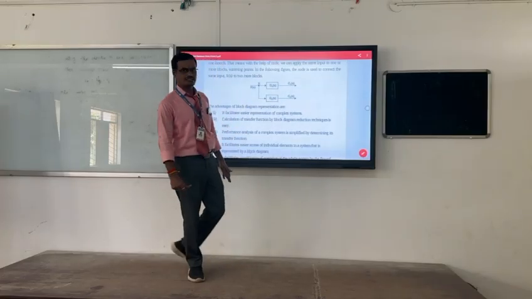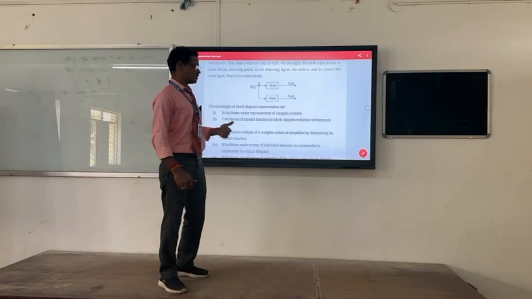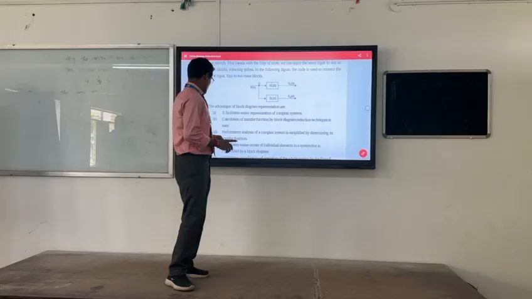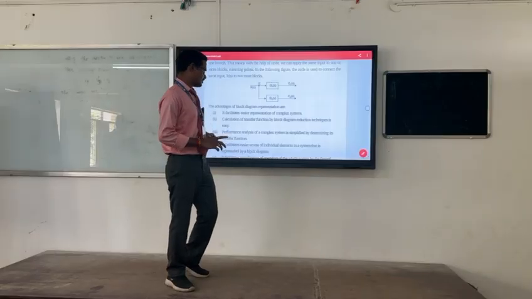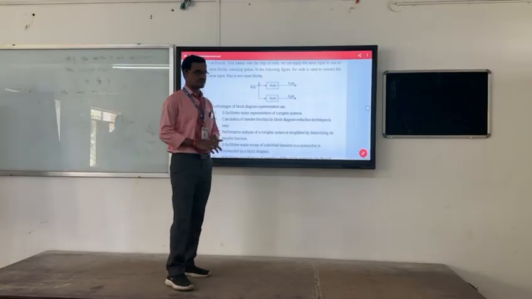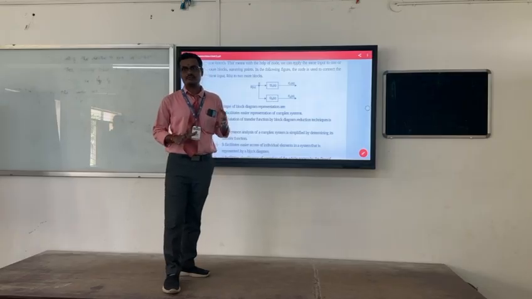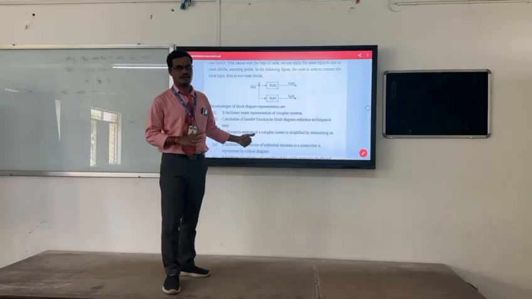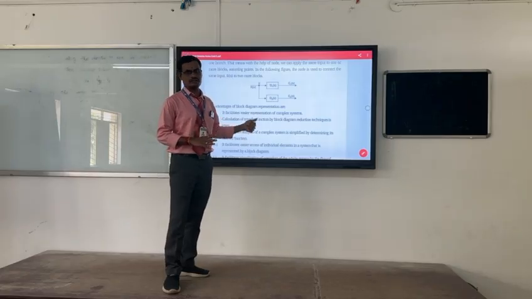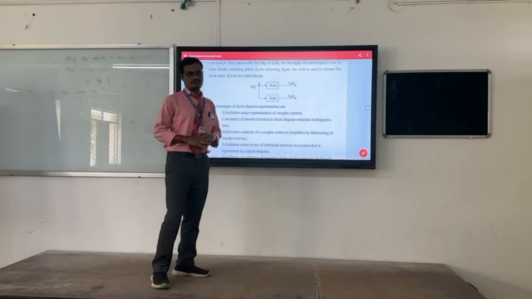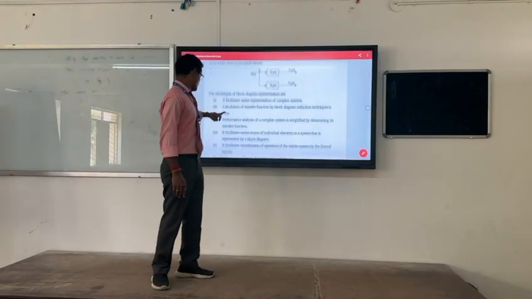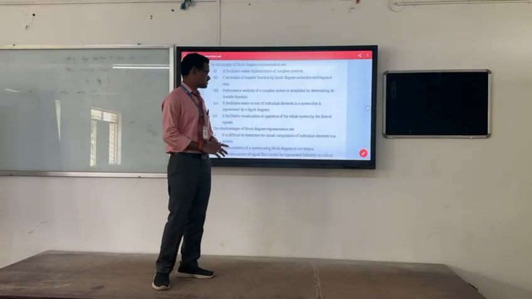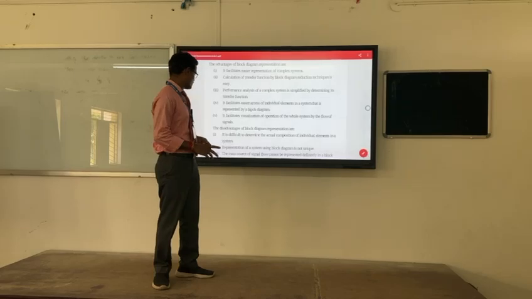Before that, the advantages of the block diagram technique: it is easier to represent a complex system, and the calculation of the transfer function for the block diagram is also easier. The performance analysis of the control system is simplified by determining the transfer function. The transfer function mainly defines the performance of the system, so it can easily be determined with the help of the block diagram reduction technique. That's why we go for block diagram reduction, turning a complex number of networks into a single network. It also facilitates visualization of the operation of the whole system by the flow of signals. That's one of the main advantages.